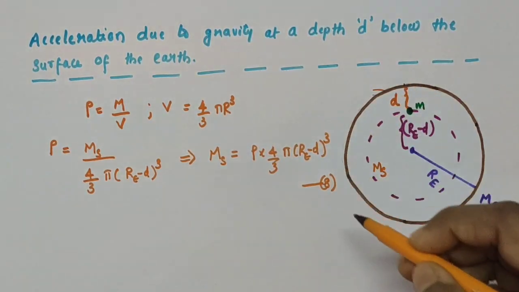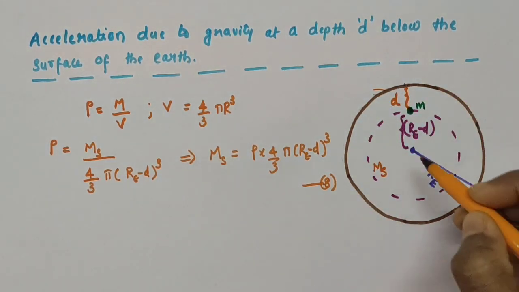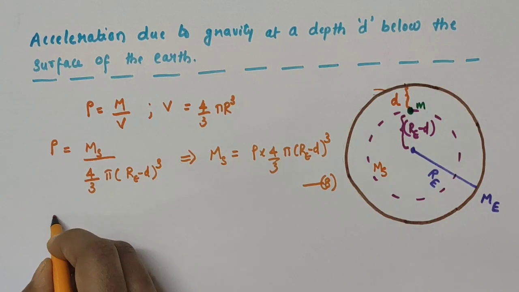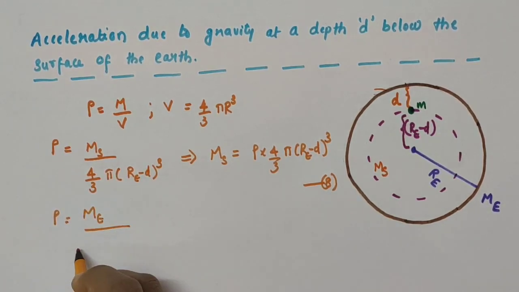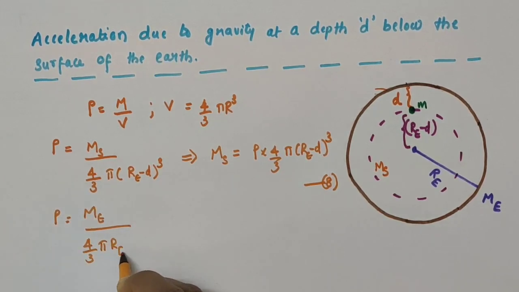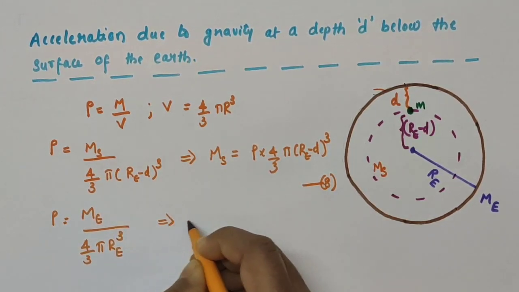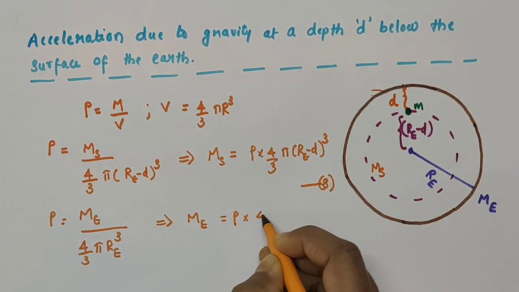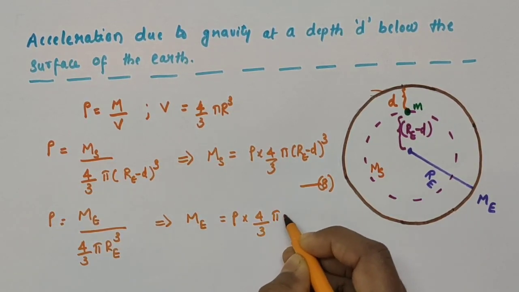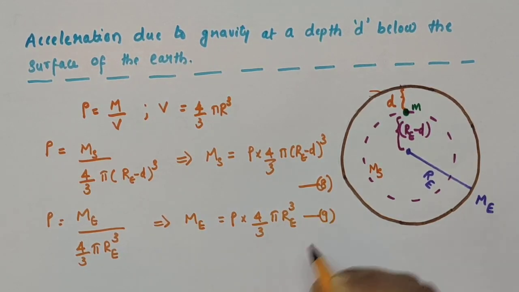Now, the density of the earth of mass Me and the radius Re can be written as rho equal to mass by volume. So, mass of the earth divided by volume of the earth, that is 4 by 3 pi into Re cube, because Re is the radius of the earth. From this expression, we can write the mass of the earth as Me is equal to rho into 4 by 3 pi Re cube. I am taking this as equation number 9.